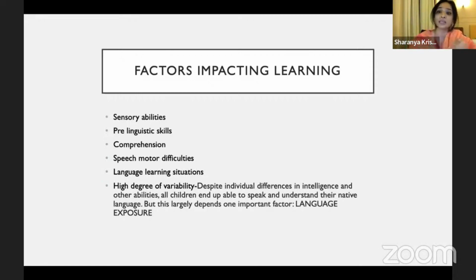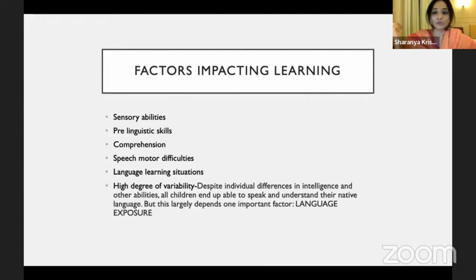So sensory ability is a very, very important factor. So we have to make sure that screenings are done, and tests are done time to time. It's not just screening once and you get a pass and you let go. Children with Down syndrome do have difficulties with respect to vision.